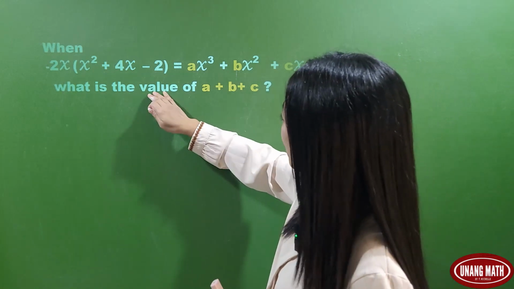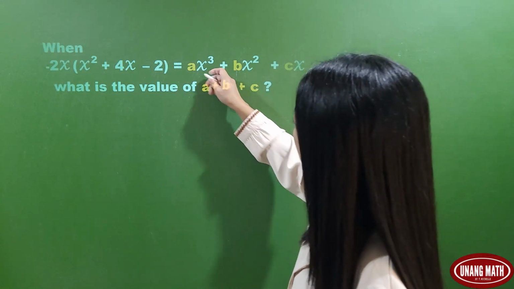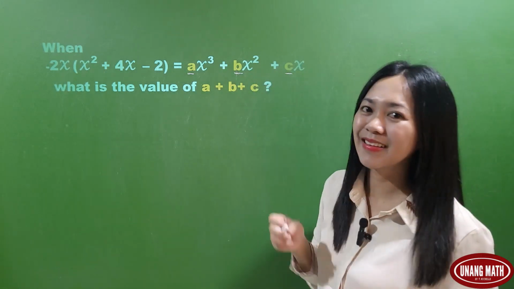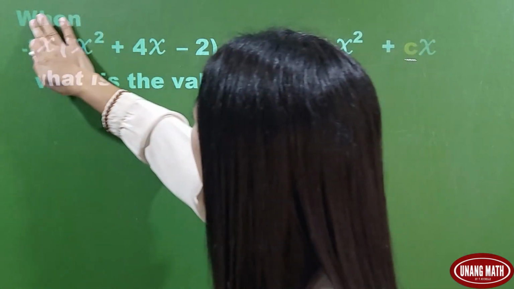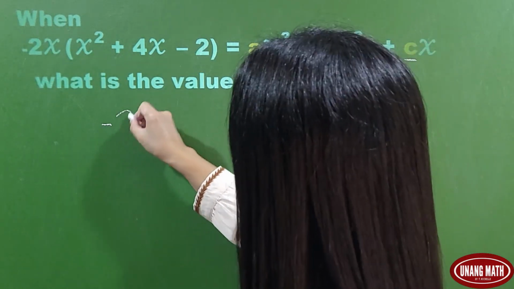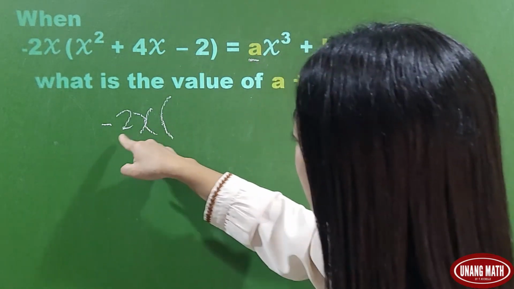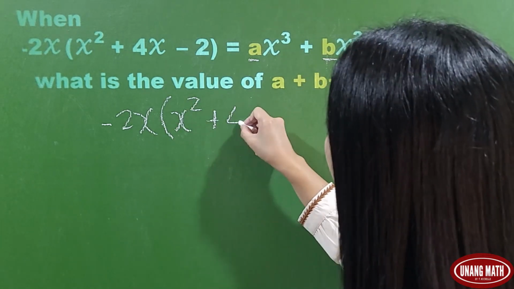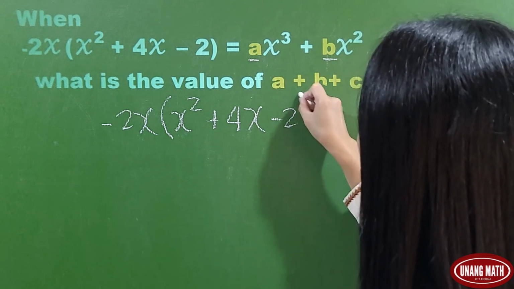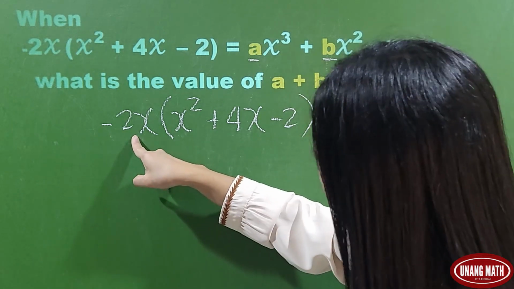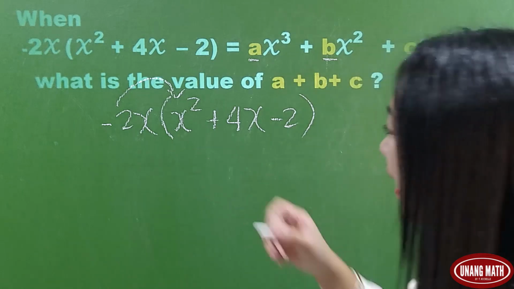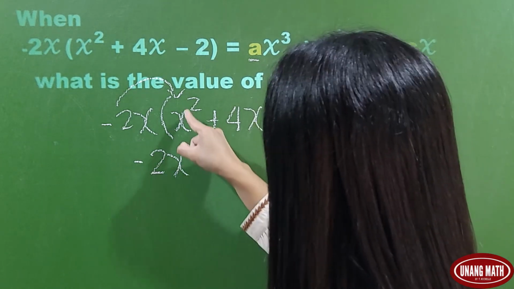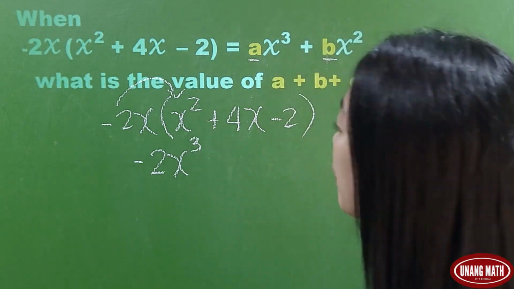Okay, in order to know the value of a plus b plus c, we have to know a, b, and c. Okay, using this expression, negative 2x, this is the monomial. Let's multiply this one to each term of this polynomial. Okay, so first, negative 2x times x squared. So that would be negative 2x raised to the power of 3.